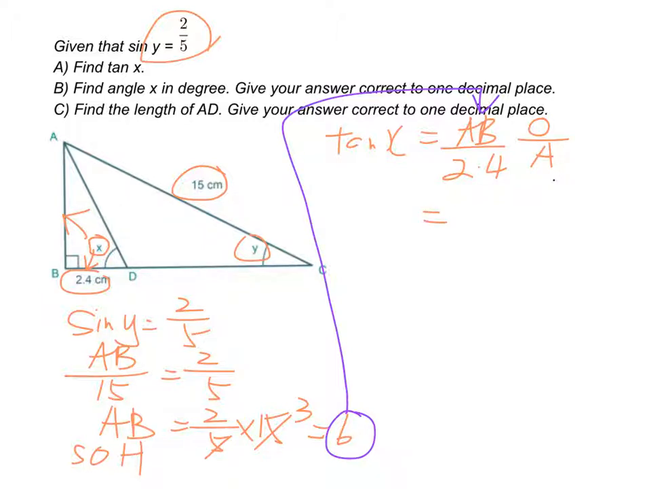So we have tangent x equal to 6 over 2.4. So it is 2.5. So tangent x is 2.5.